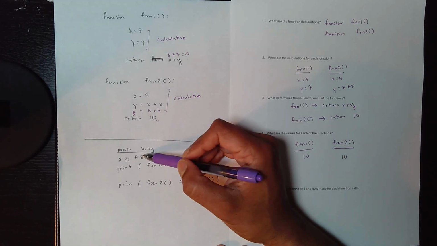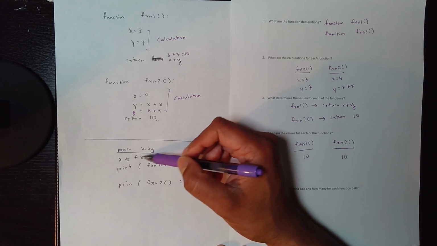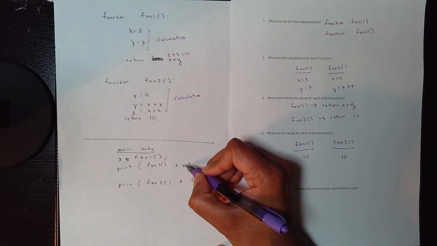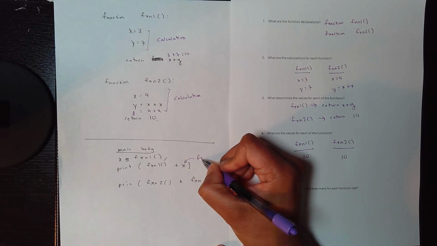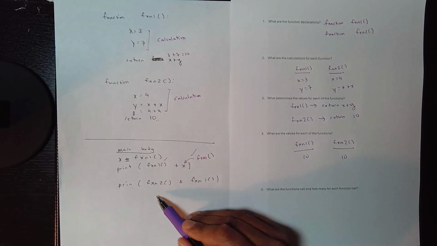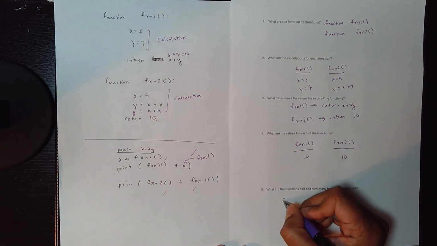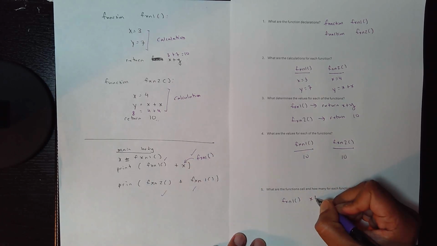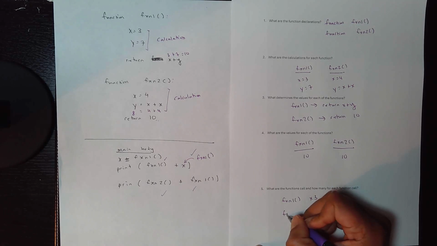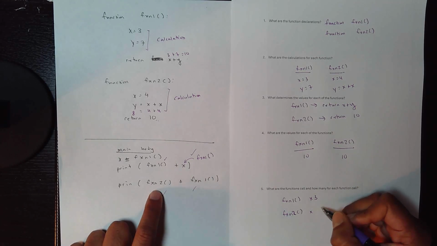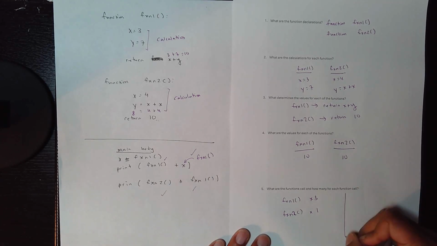Okay? Now, what are the function calls and how many for each of the functions? So again, x equals function 1. That is not a call, that's giving it a value. So what you want to look for is this. Again, this is setting the value to function 1. So this, and this. So your function 1 call has how many calls? 1, 2, 3. Function 2 is how many times is it called? Right? So function 2 is called how many times? Once.